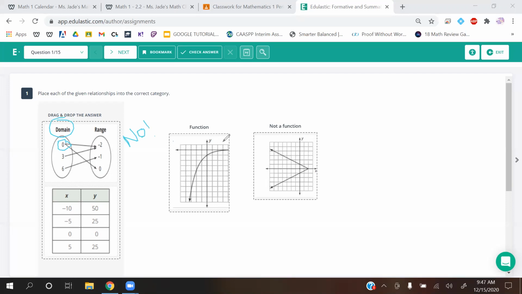No, because our inputs had two outputs. The input of zero had two outputs, and a function should only have one output for every input. Any questions?